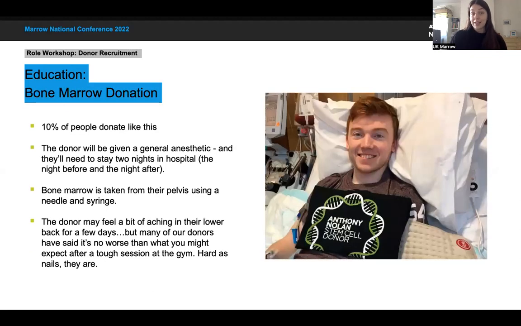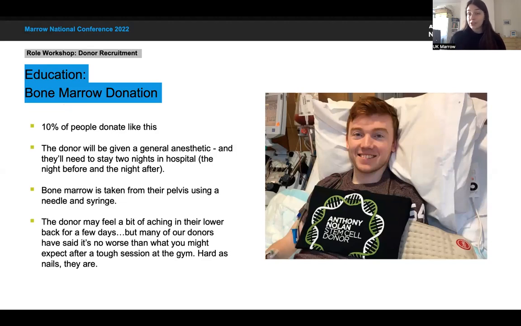Now, 10% of the time, and this is usually only if you are donating to a child or it's a specifically severe case, you might be asked to go under general anesthetic and donate your bone marrow. The bone marrow would be taken from your pelvis or your hip bone using a needle and syringe, and you might be asked to stay in the hospital for 2 nights, so the night before and after the donation.